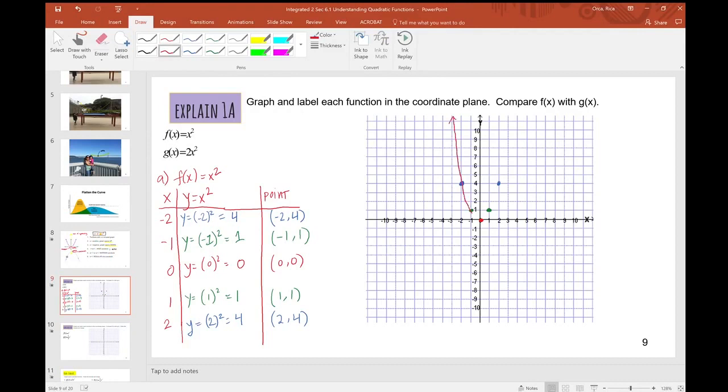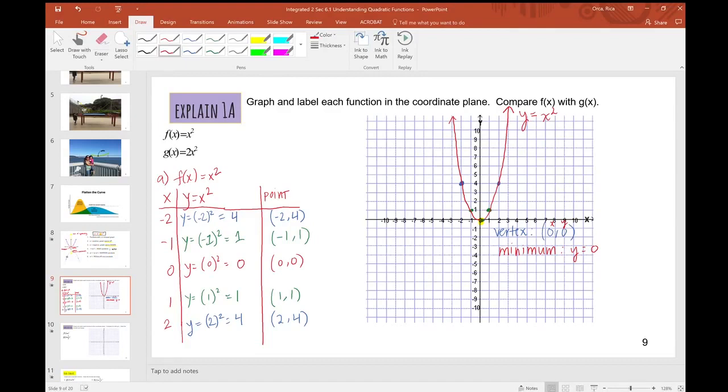Here's our parabola. Label it: y equals x squared. Our vertex is at 0, 0. Our vertex also happens to be the minimum. And our lowest y value, which is the minimum, is at 0. And that's how you graph f of x equals x squared.